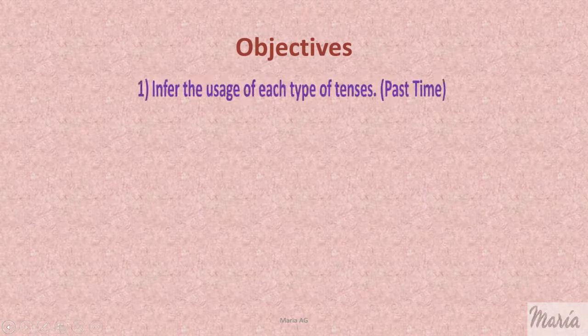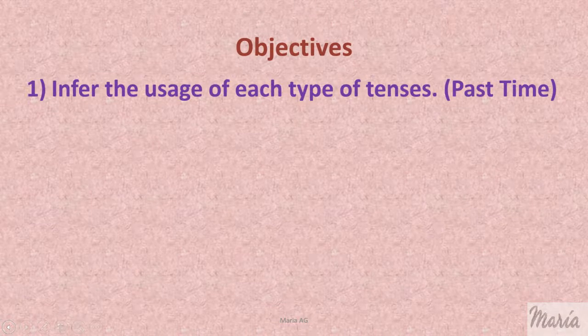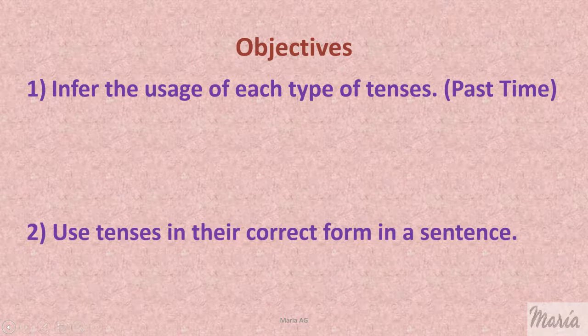Objectives for this part are two. 1. Infer the usage of each type of tenses. Past time. 2. Use tenses in the correct form in a sentence. Fifth tense.